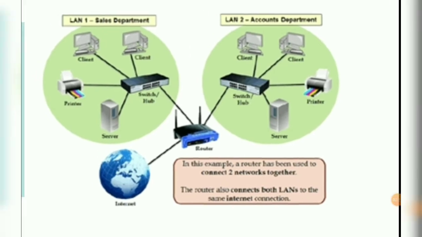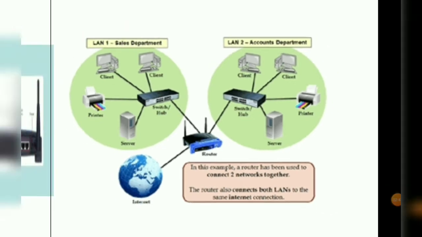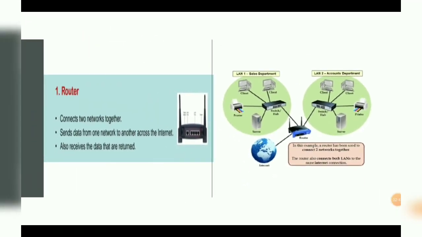So here we can see this diagram. You see LAN1, the sales department, and LAN2, the accounts department. It's just a representation. A LAN is a local area network. Like our home, that's also a LAN. These both networks are connected together using the blue router, and the blue router is connected to the internet. So you can see that in the example, a router has been used to connect two networks together. It also connects both of the LANs, the local area networks, to the same internet connection. So they both can be connected to the same internet connection.